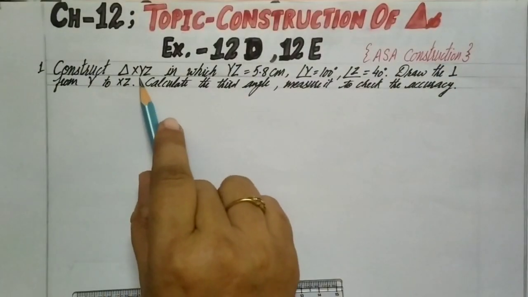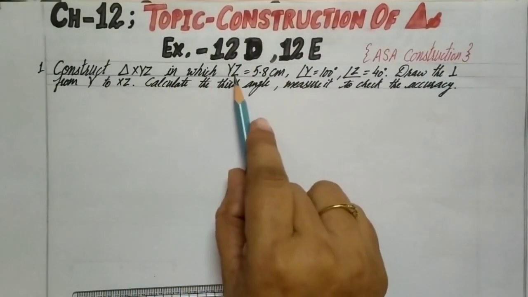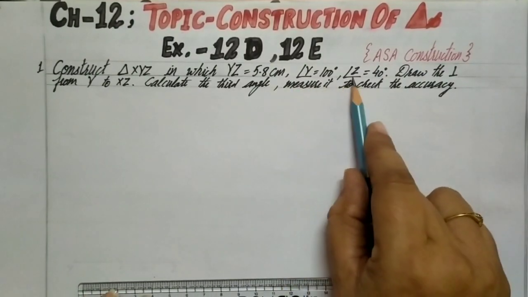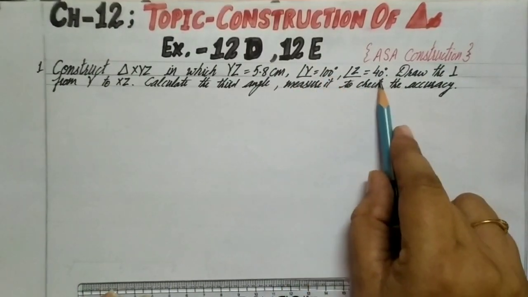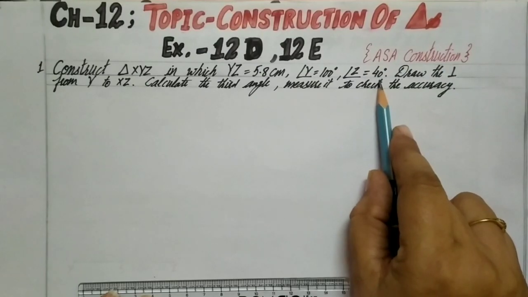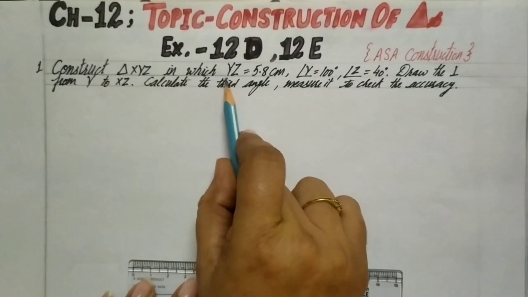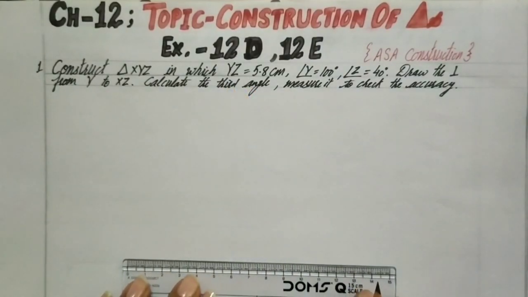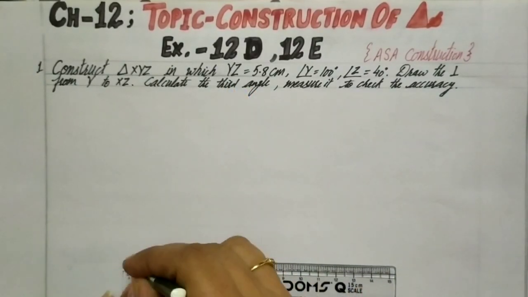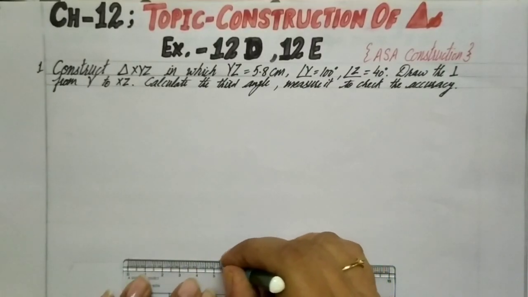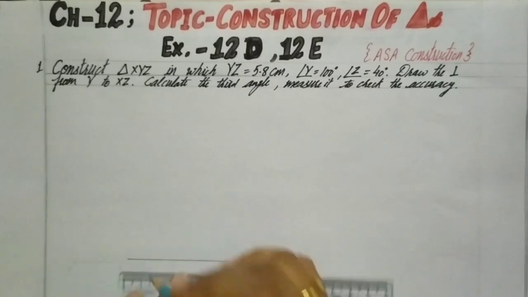Construct triangle XYZ in which YZ is 5.8 cm and angles Y and Z are given as 100 degrees and 40 degrees respectively. So first of all we will construct the triangle. For that, first of all just draw the segment YZ of length 5.8 centimeter.